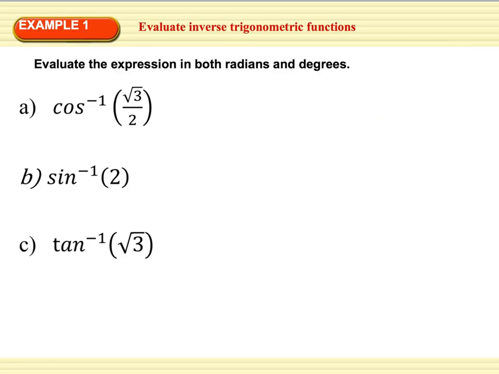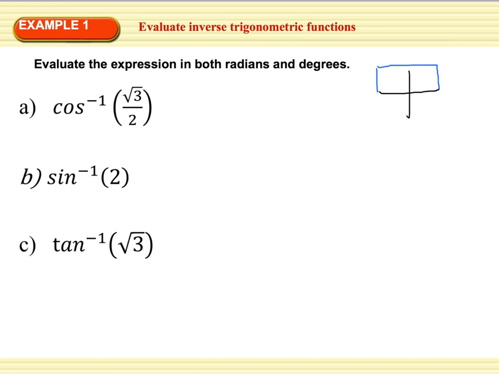So let's go ahead and look at Example 1. Example 1 says to evaluate the expression in both radians and degrees. When we look at part A, we're going to find the inverse cosine of the square root of 3 over 2. In other words, if we sketch this over here off to the side, because our cosine values are going to fall between 0 and 180 degrees, or 0 and pi, we're going to be looking for angles up in these top 2 quadrants here.